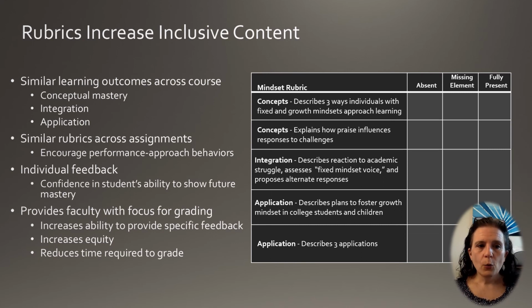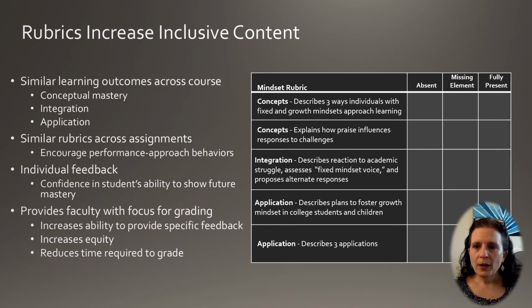In one example that I'll be talking about later today, in a child development class, I had a total of 8 or 10 self-reflective writing assignments. Across all of them, I had rubrics in which there were two places where they got points based on conceptual mastery, one based on conceptual integration, and then two for application. You can see an example here of one of those rubrics.